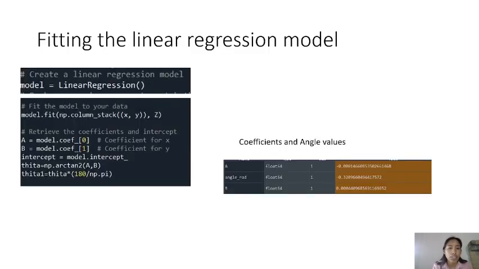To do that, we need to fit the model using a linear regression model. For the linear regression model, we are going to create the model and then fit it so that we can get the values of A and B. From here we have found that the value of A is minus 0.000146, and the value of B is 0.00044.